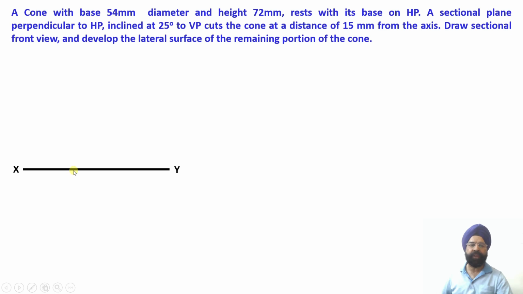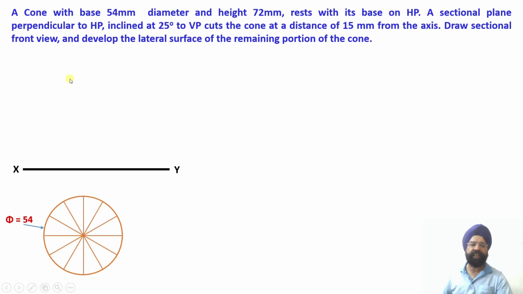So step 1, draw the XY reference line. Now the top view of this cone will be a circle, which will be drawn onto the horizontal plane, below the XY reference line. The diameter of the circle is 54 millimeter, and we are going to divide the circle into 12 equal parts, so that every sector is equal to 30 degree angle, right? So let us mark the axis points.